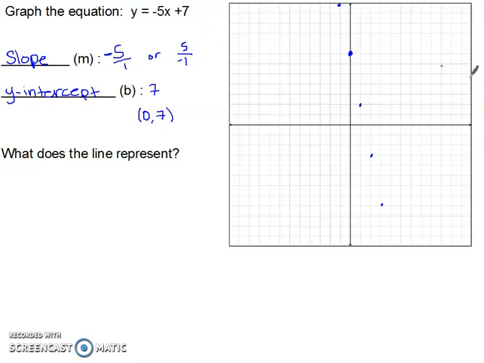Either way, those points are all in a line, so I will draw the line to the best of my ability that connects those points.